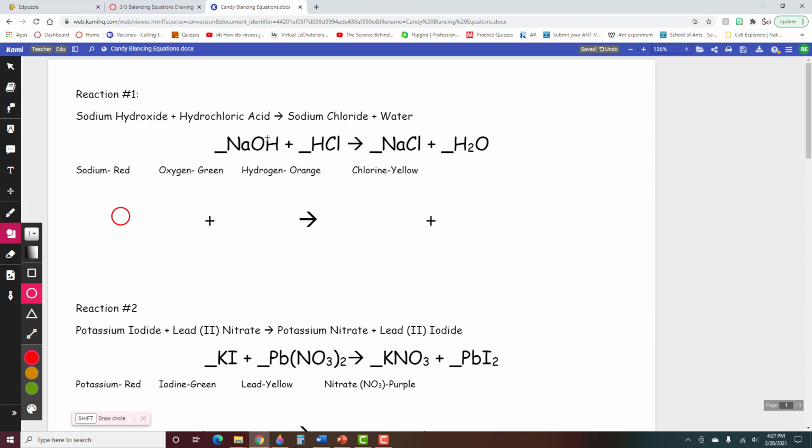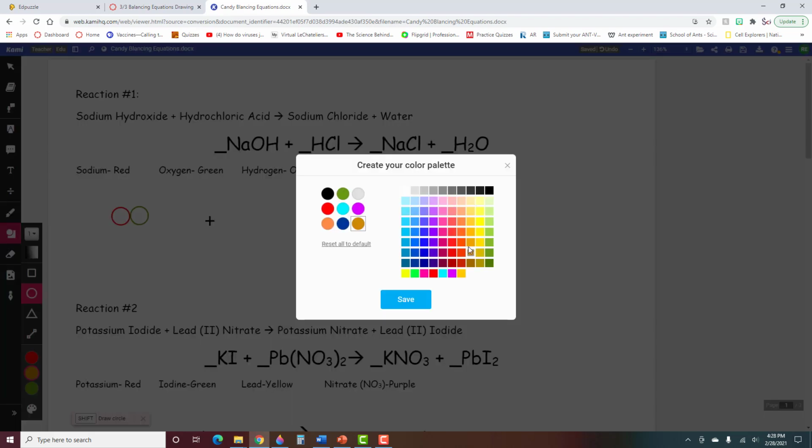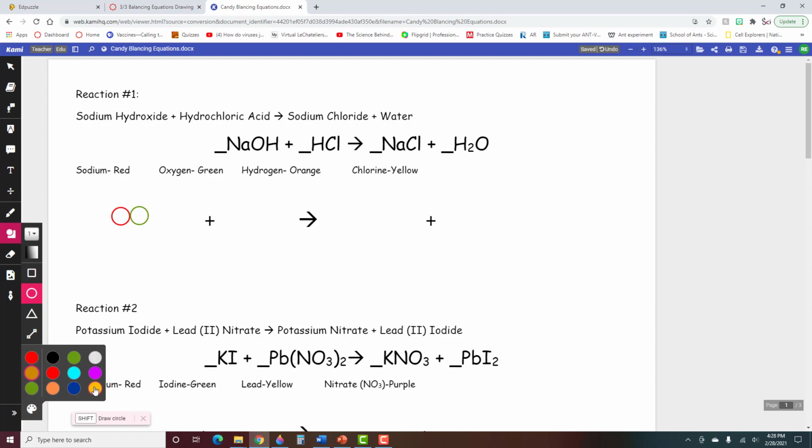And then I have an O here, and so that's going to be green. And so you kind of draw that in next to it. And then you have an H, and that's orange. Let me get a better orange. Okay, so NaOH.